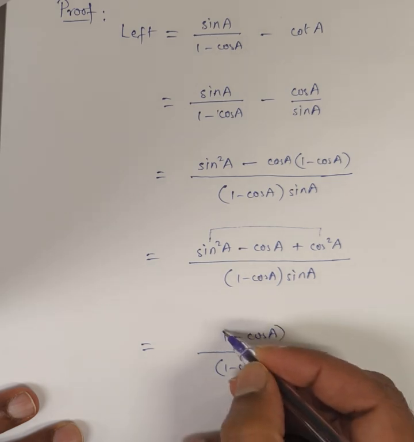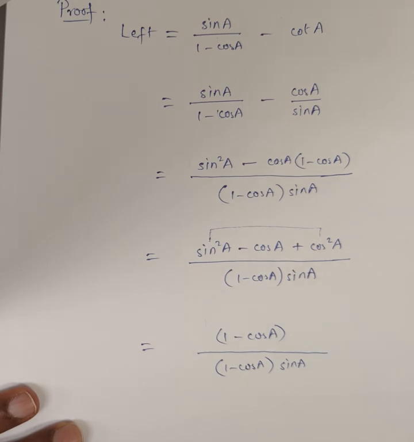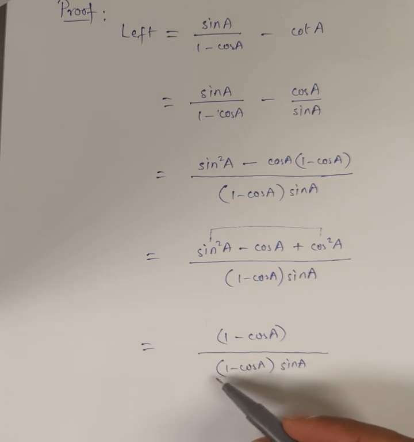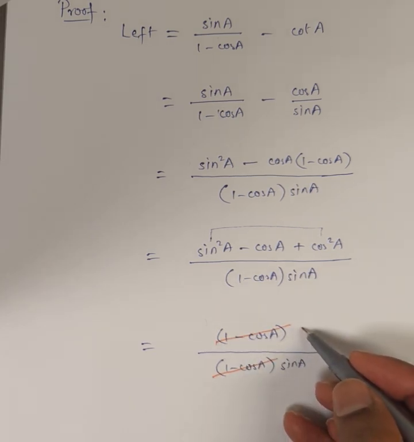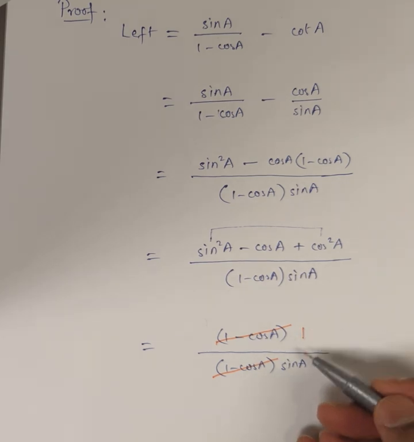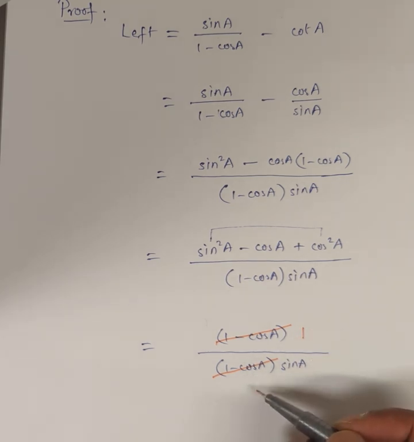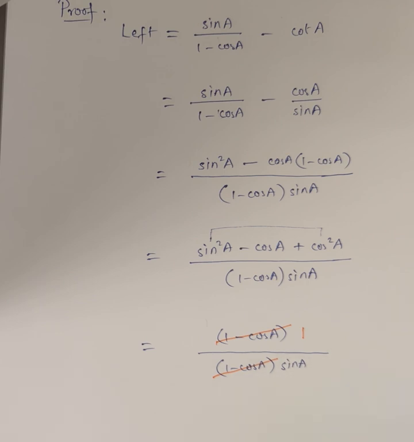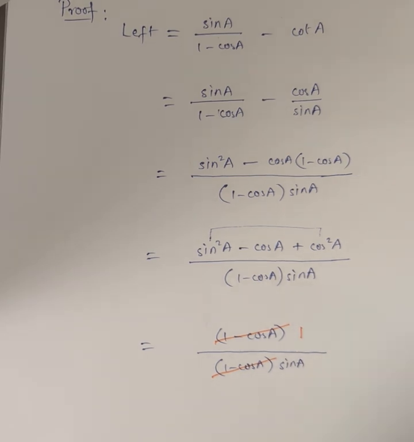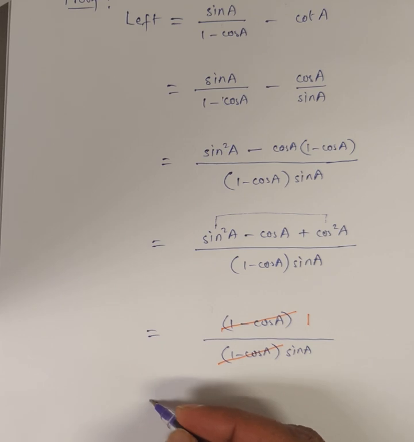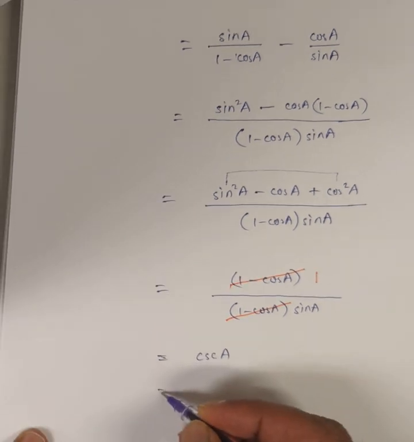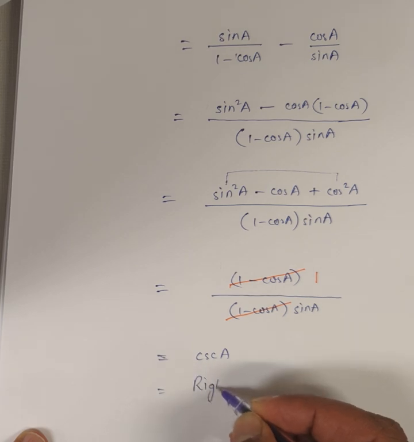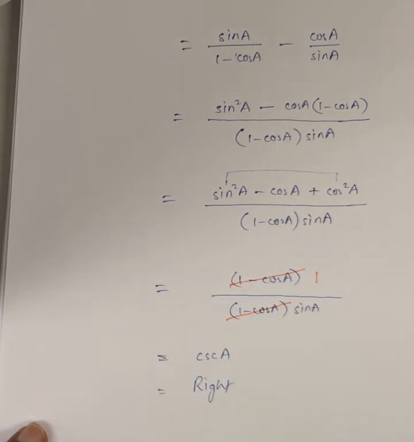Now, if you want, you can put the numerator in parentheses. And then you notice that there is a common factor, 1 minus cosine A, that we can cancel in both numerator and denominator. So that just becomes a 1. Here also I could write a 1, but I don't have to. And then I have 1 over sine A, and that is equal to just cosecant A. And that's equal to the right side. So we started on the left, arrived at the right, and we are done.